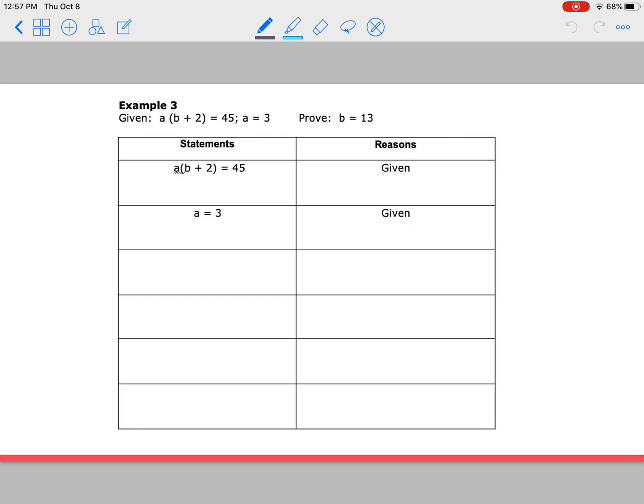Okay, this next one here, we have our given, and they actually gave us two givens. We can see here 1, 2, and they put both of those into our proof. So when they give us a value for our variable, that means they want us to plug it in. So if we take the a and replace it with a 3, we get 3 times b plus 2 equals 45. And since we subbed that 3 in for a, we used our substitution property.